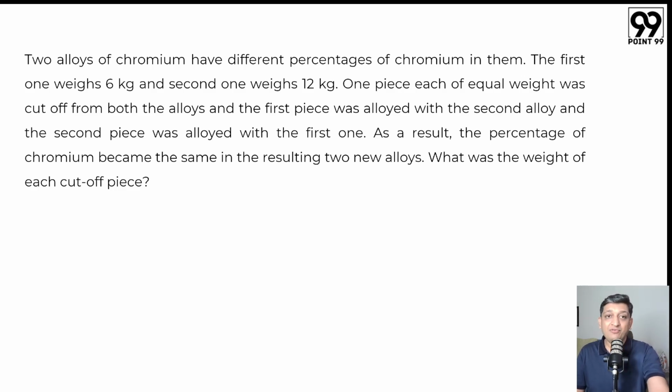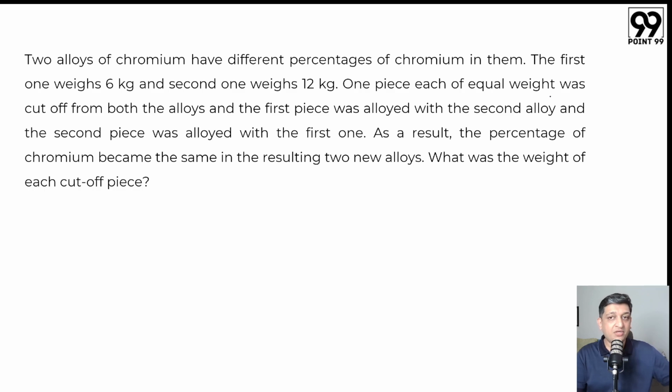Now first of all, we have to read the question properly. We have to understand what this question is because this question might seem a bit confusing. So two alloys of chromium have different percentages of chromium in them. So there is alloy 1, there is alloy 2. In the first alloy, the percentage of chromium might be 20, I don't know. In the second alloy, it might be 30, we don't know. But they have different percentages of chromium in them. The first one weighs 6 kg and the second one weighs 12 kg. So the weight of the first alloy is 6 kg and that of the second alloy is 12 kg. It's not necessary that the entire 6 kg has to be chromium.